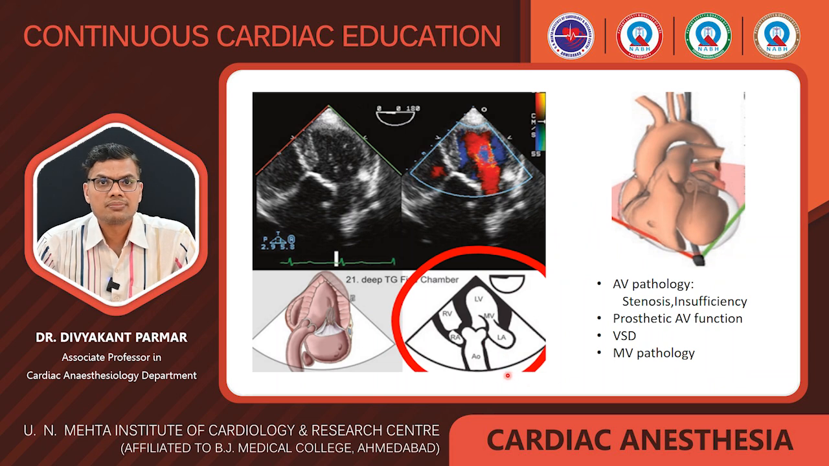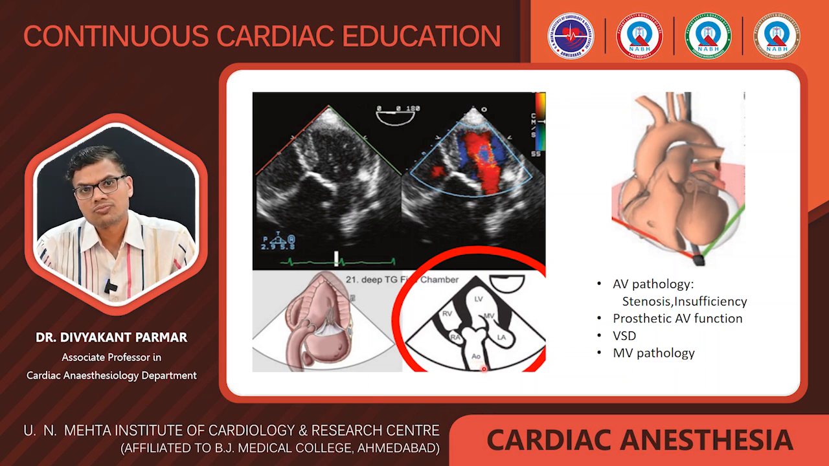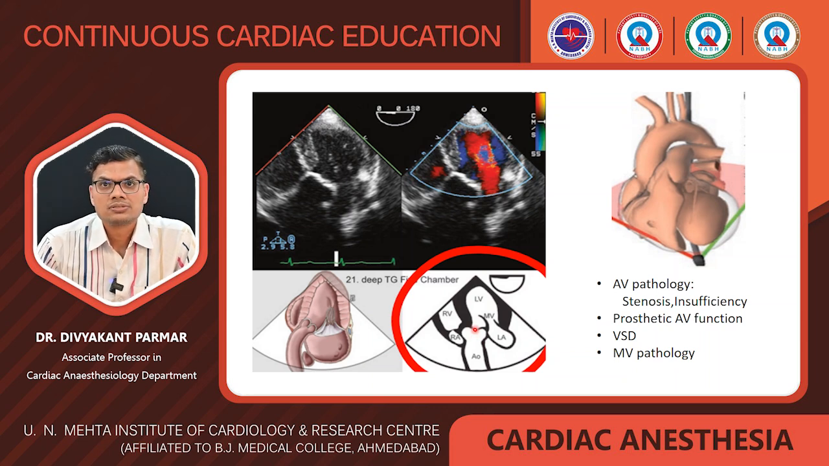Then we can get this image. This is the five chamber view in which we visualize these structures: left atrium, left ventricle, right atrium, right ventricle, and the aorta. So this view is useful for measuring the gradient across the aortic valve or the LVOT, and we can also assess the prosthetic aortic valve function.